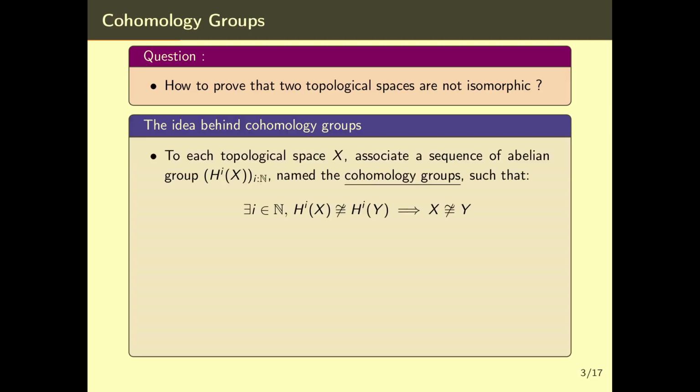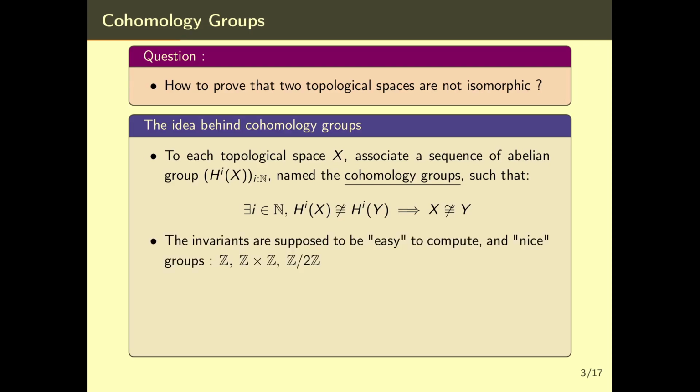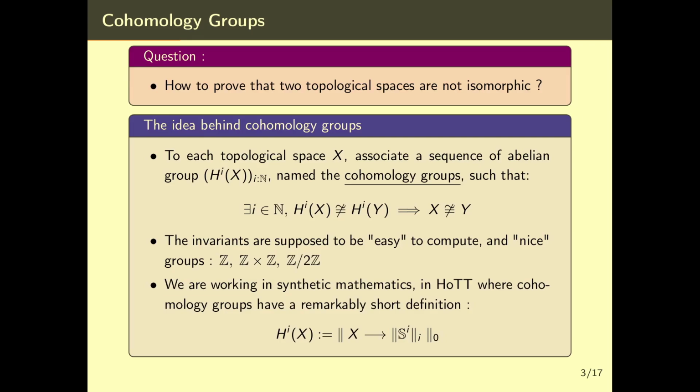The point is that to each topological space X, we're going to associate a sequence of abelian groups Hi of X, named the cohomology groups, such that they are invariant. If two cohomology groups are not isomorphic as groups, the topological spaces won't be isomorphic as topological spaces. And the point is that those groups are supposed to be easy to compute and relatively nice, like Z or Z times Z. So you can actually compute them and compare them to prove that topological spaces are not isomorphic as topological spaces. In particular, we're going to work in synthetic mathematics and Homotopy Type Theory.